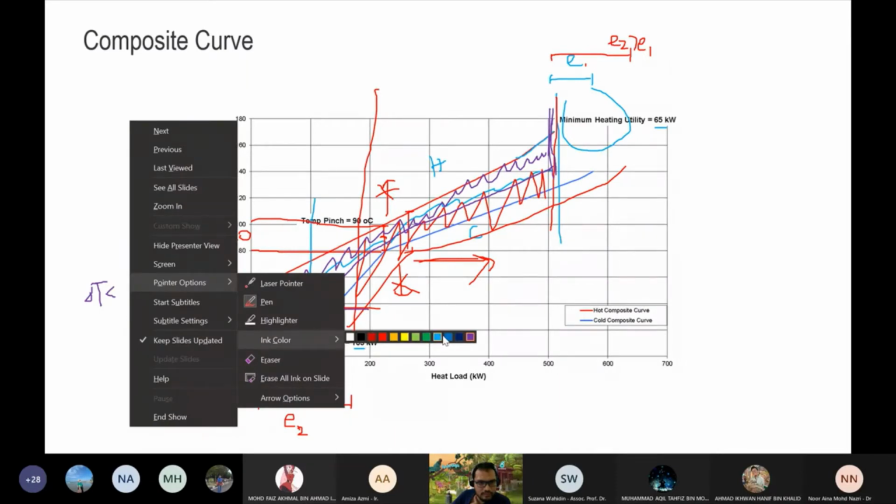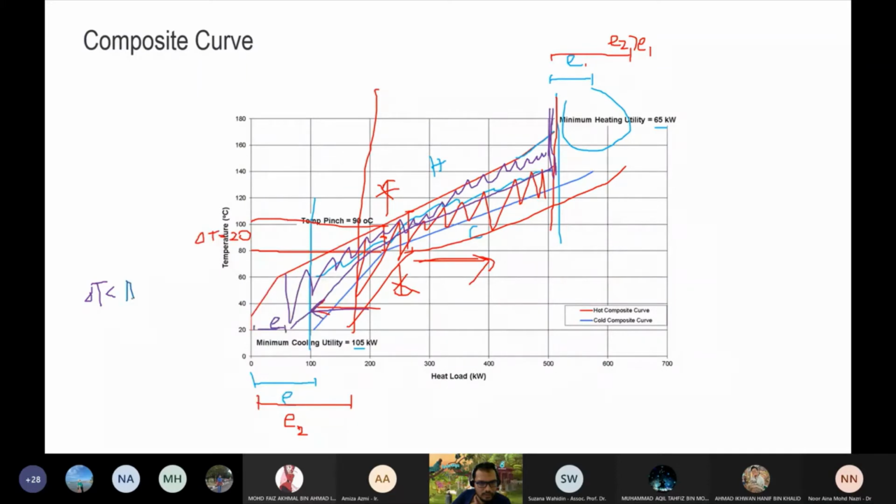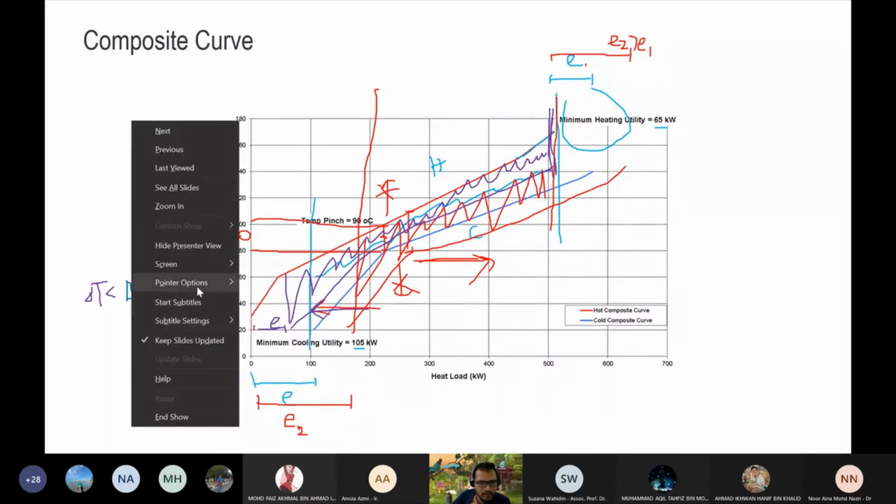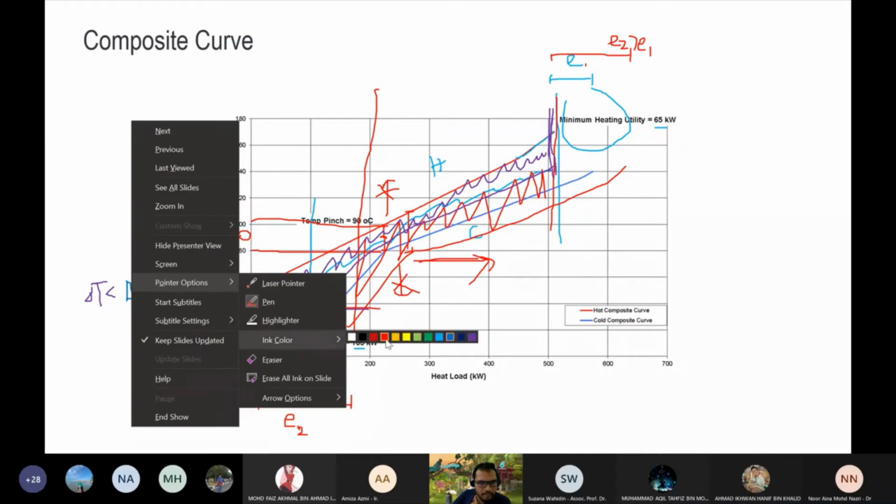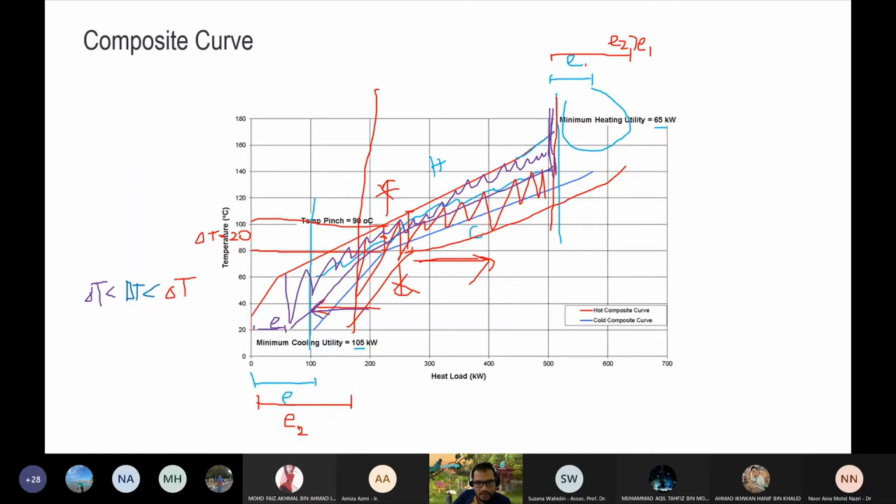Blue, yeah, the blue one, delta T blue, and this is also smaller than the delta T red, right? You follow me, yeah? So this red delta T is over here. The blue one is then the purple one. So delta T is then smaller and smaller, which means the heat recovery is getting bigger and bigger. Yeah, the external utility heat is then getting bigger.